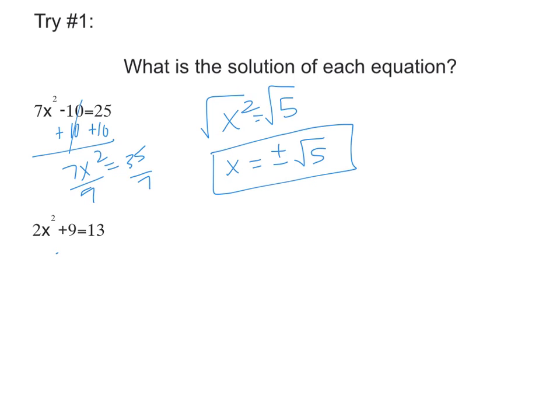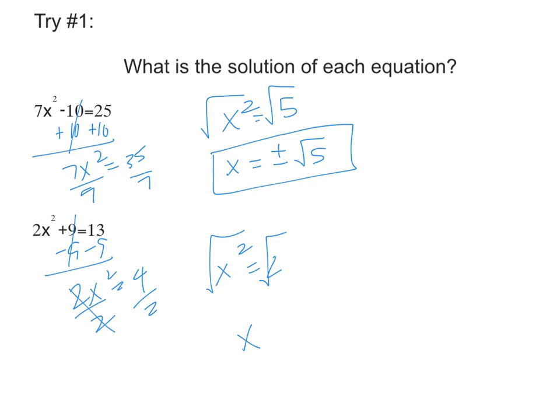Alright, let's look at the next one. If we subtract 9 from both sides, we would get 2x squared equal to 4. We divide by 2. X squared would equal 2. Finally, if we take the square root, x would equal plus or minus the square root of 2.